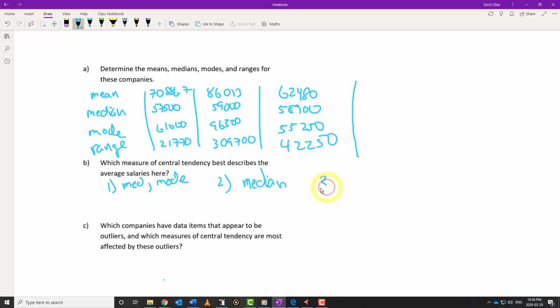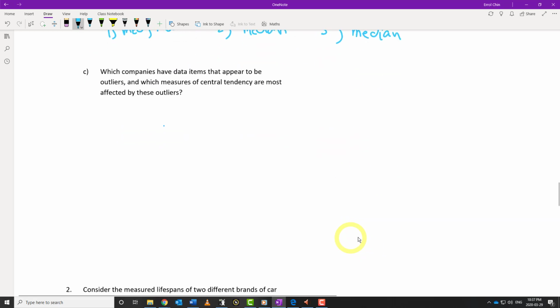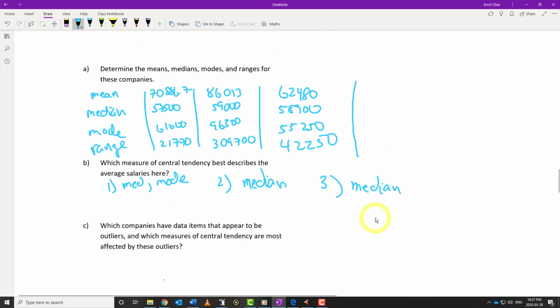Company number three, again, mostly everyone makes roughly the same thing, so the median again best describes the measure of central tendency, which means the average. Okay. Question C says, which company has data that appears to be outliers, and which measures of central tendency are most affected by these? So outliers are the ones that sort of drag the numbers really, really high or drag the numbers really, really low.